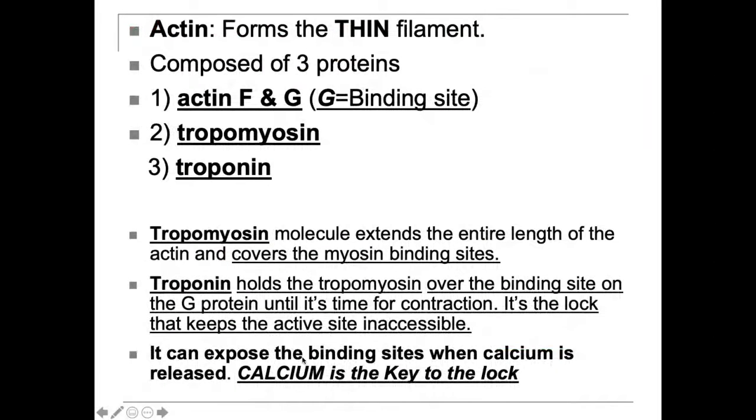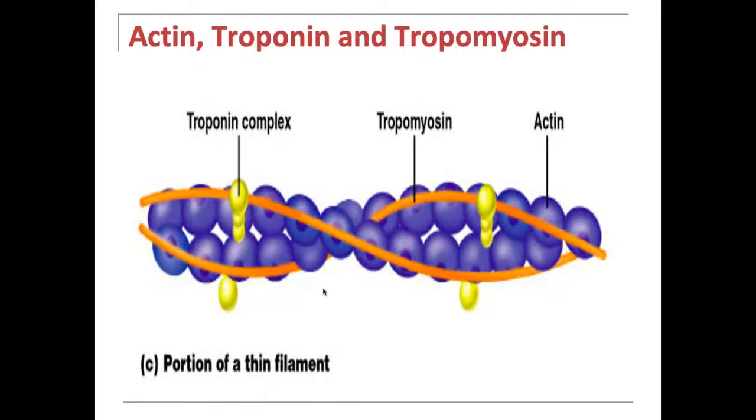Well, guess what that is? That key that unlocks troponin, or the staple remover, is actually calcium. Where was calcium stored? In the sarcoplasmic reticulum. Okay, things are starting to make sense now.